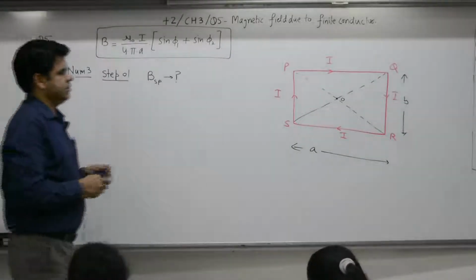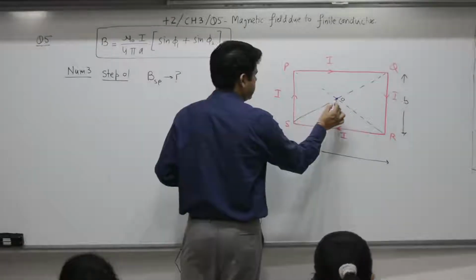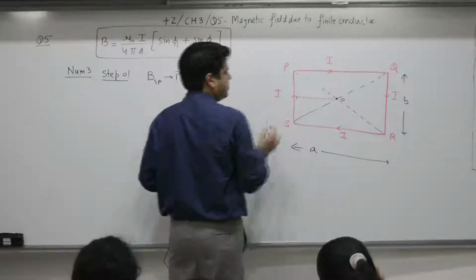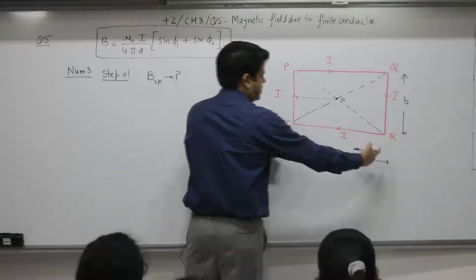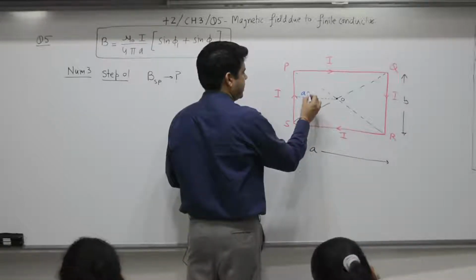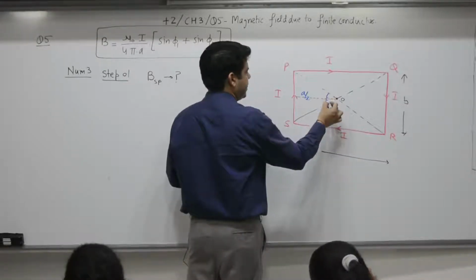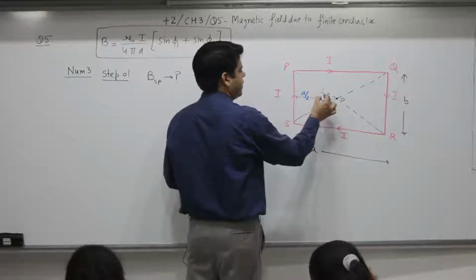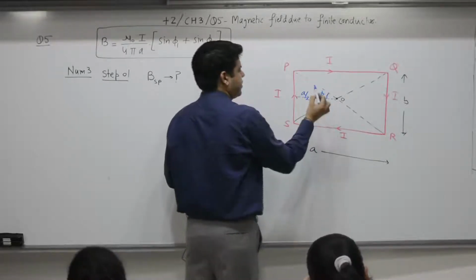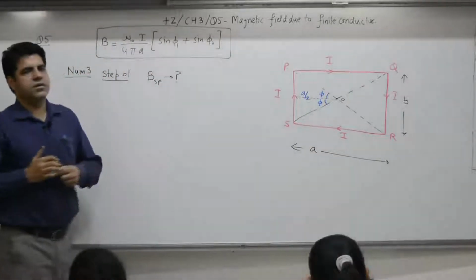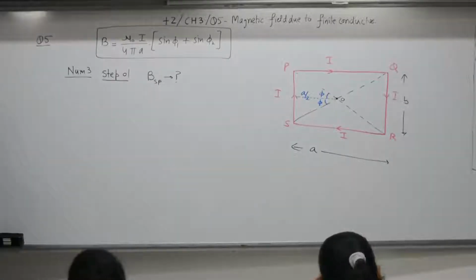Hint: perpendicular distance is how much? This total distance is A, the perpendicular distance is A by 2. Let this angle be phi. So phi 1 is phi, phi 2 is phi. 2 minutes to write.